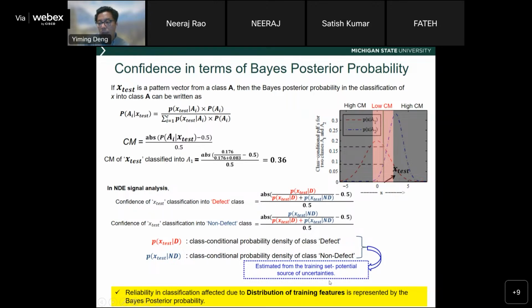Due to time, I'm not going to go into the details of that, but there's more work that can be done here. And also, as I mentioned, the prior probability should not be 0.5 for everything, right? That can be changed. But anyway, let's go over this approach using the simplified formulation. The reliability in classification affected by the distribution of training features is represented by the Bayes posterior probability. So we can look at the training feature distribution, which is given by the probability of x given D and the probability of x given non-D, the likelihood probability here, and embed that into our CM calculation. So this is effect number one.